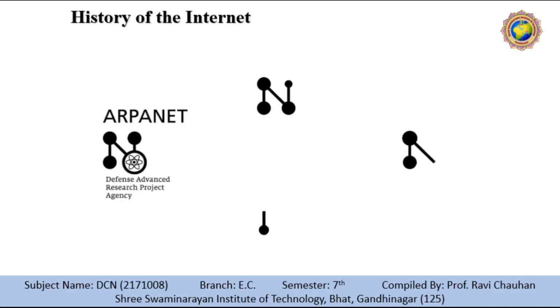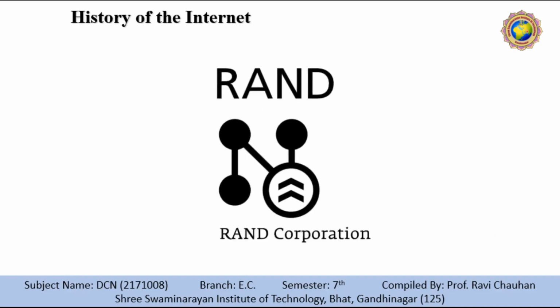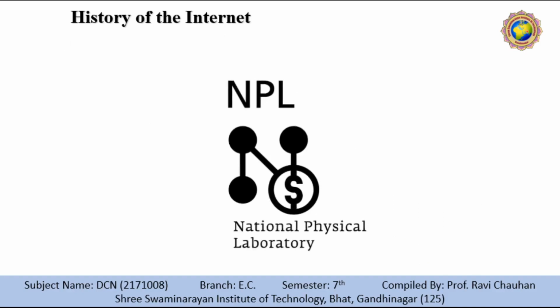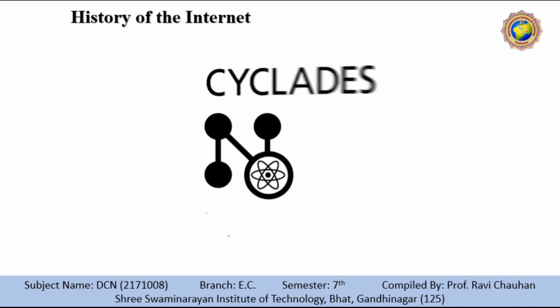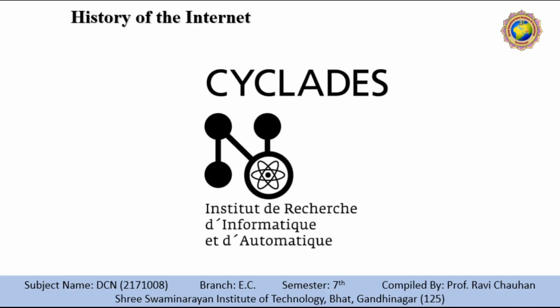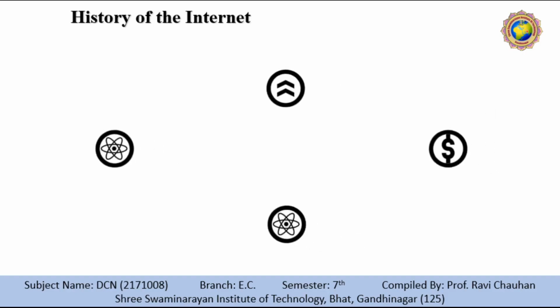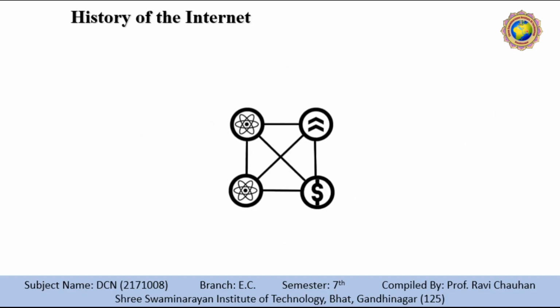Furthermore, three other concepts were to be developed, which are fundamental for the history of the Internet. The concept of a military network by the RAND Corporation in America. The commercial network of the National Physical Laboratory in England. And the scientific network Cyclades in France. The scientific, military, and commercial approaches of these concepts are the foundations for our modern Internet.